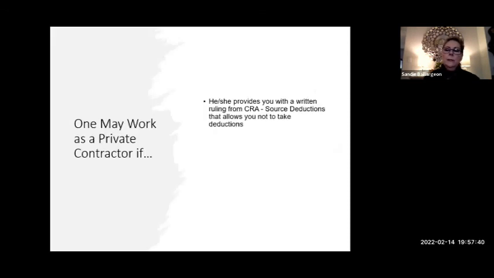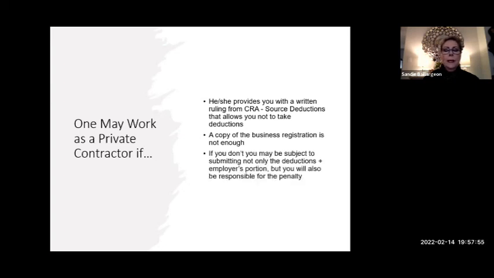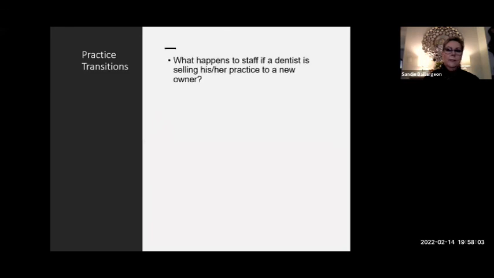You may work as a private contractor if you provide a written documentation from CRA or the IRS in the US that allows you not to take source deductions. And that's a very dangerous thing because then you're on their radar. I don't recommend it. A copy of their business registration is not enough. If you don't take them, then you're subjecting yourself to financial risk.